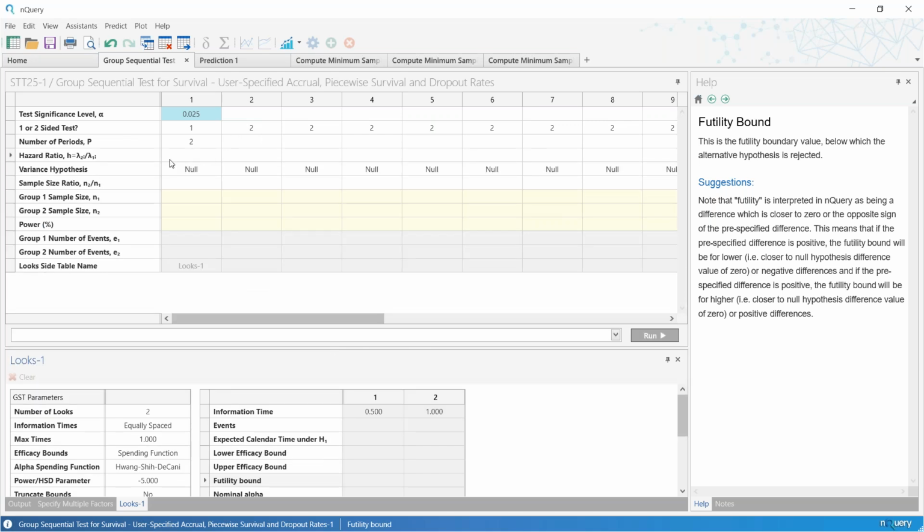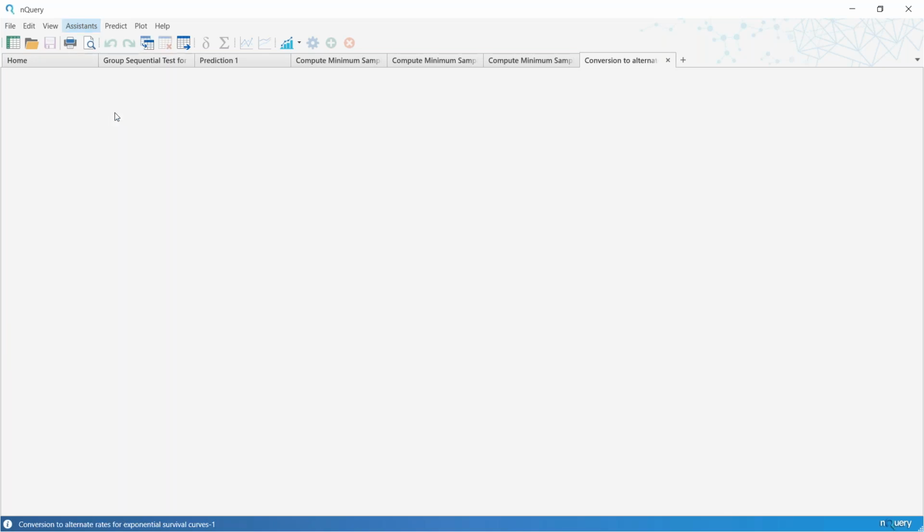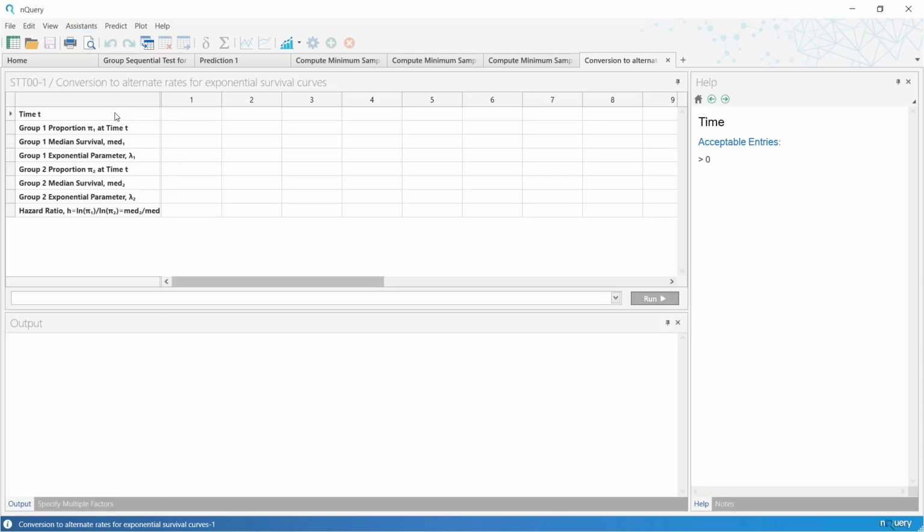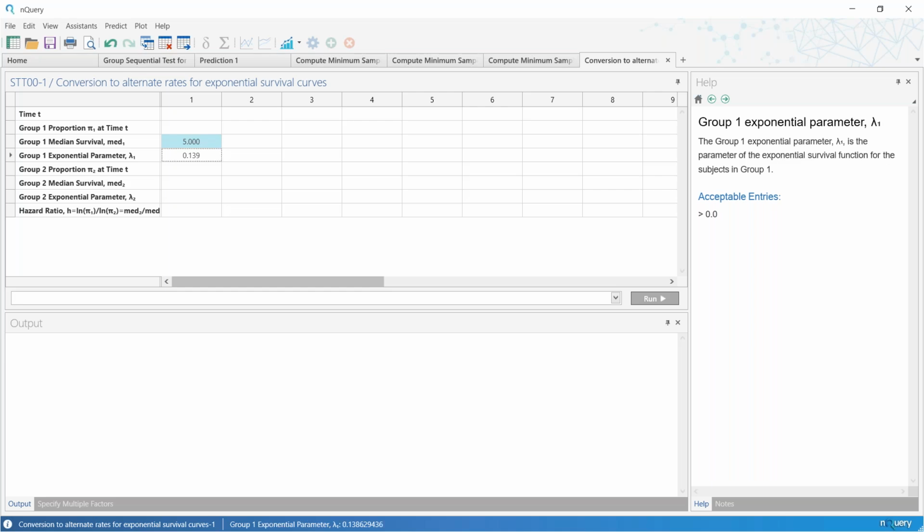Okay, so as I mentioned, we need to get the hazard ratio, and to do that, we're going to go to the assistance menu, and we're going to select the survival parameter converter. And in this, we're now going to enter our 5 and 7 months to get our hazard ratio. So remember, in group 1, we have a median survival of 5 months. In the other one, we have 7 months, and we get something like this.